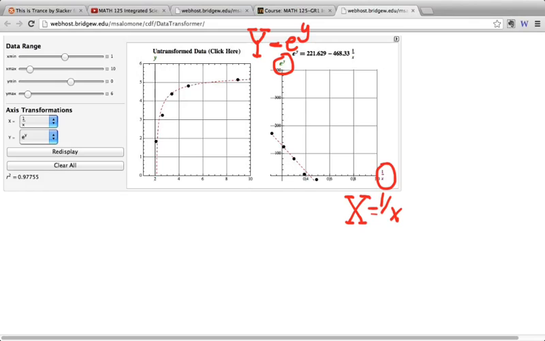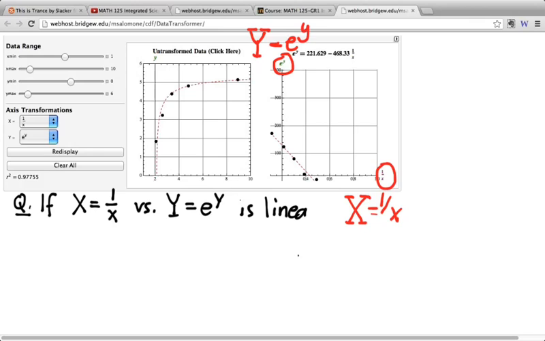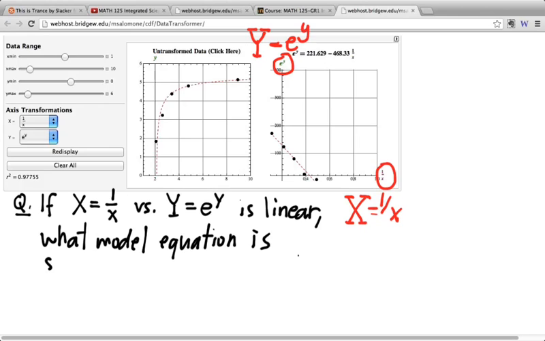And so the question that I asked, and this is what was done I think in question I2, and this happened also in 4.23 in the book, was: if when I plot 1 over x versus e to the y, that plot is linear, then what model equation is satisfied in the original data, little x and little y? So group that worked on question I2, what did you do here?